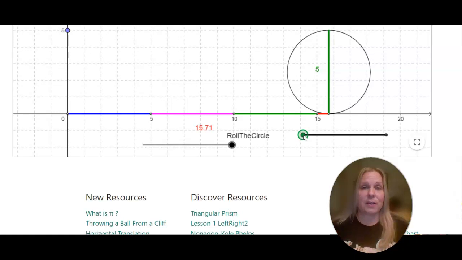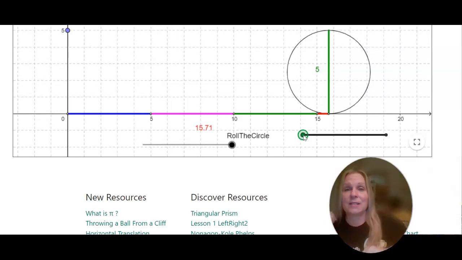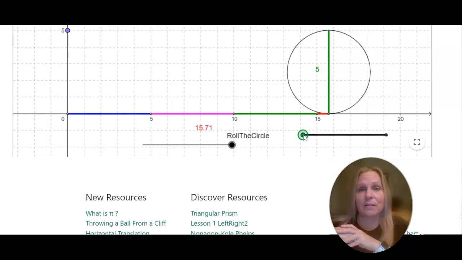So what the ancient mathematicians discovered is that regardless of the size of the circle, the distance around the circle will always be a little over 3 times the diameter. So mathematicians thought, this always applies, so this must be something. We must be onto something.